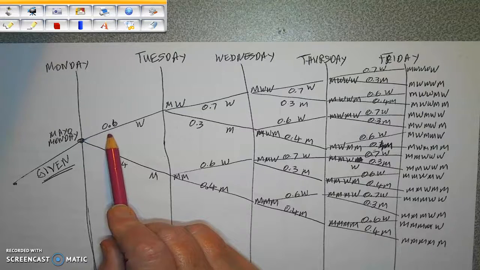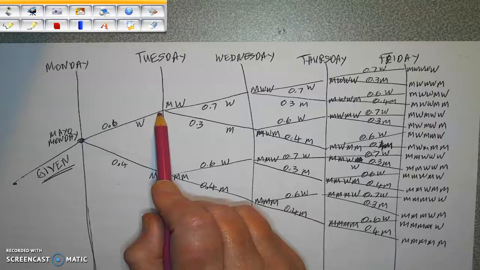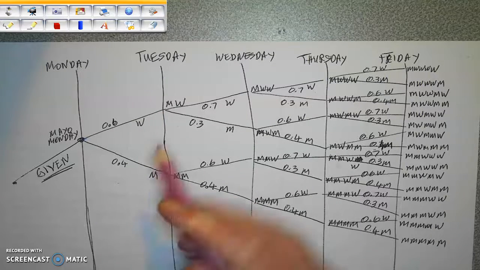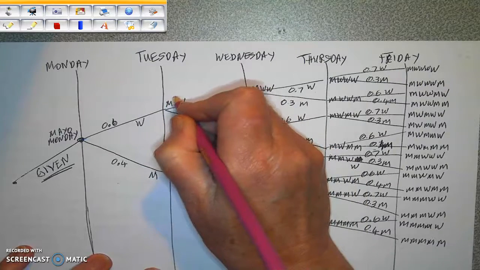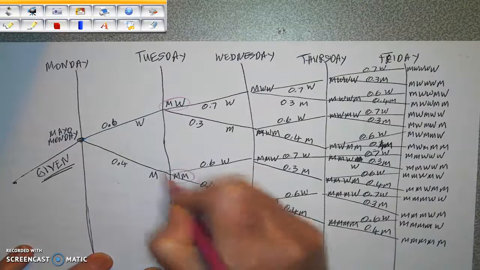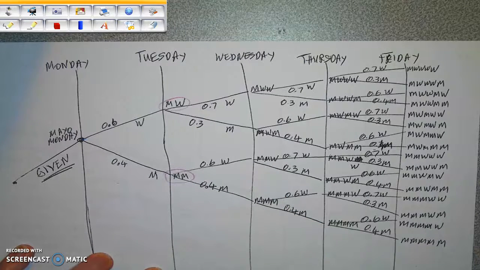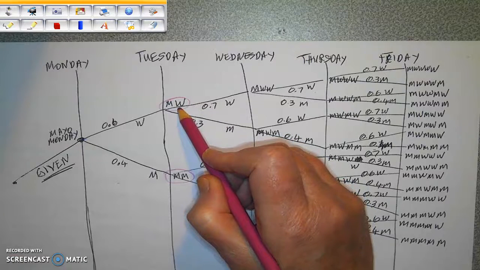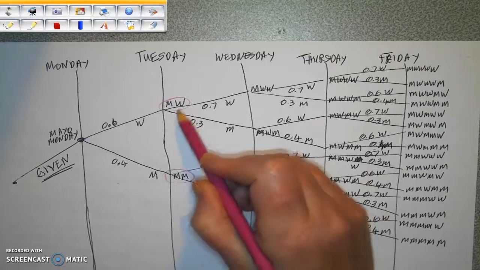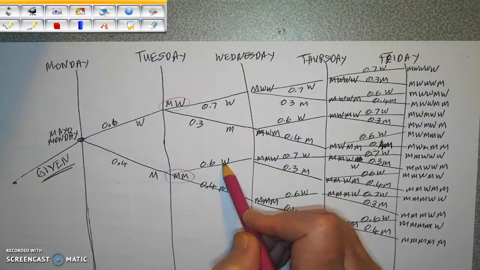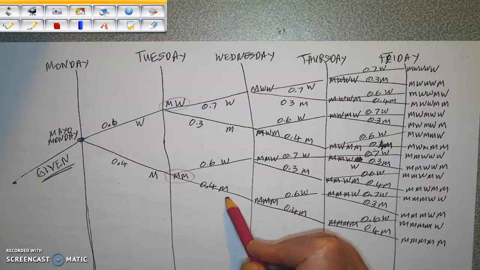If she gets Mayo one day, 0.6, she'll get wedges on the next day. So 0.6 to wedges on Tuesday, which means there's a 0.4 to Mayo on Tuesday. So the chances that she does Mayo followed by a wedge for Tuesday is 0.6. And the probability that she does Mayo followed by Mayo for Tuesday is 0.4. Then, based on having a wedge on Wednesday, the probability of Mayo after a wedge is 0.3. So the probability of a wedge after a wedge is 0.7. And after Mayo, the probability of a wedge is 0.6. So the probability of Mayo is 0.4.